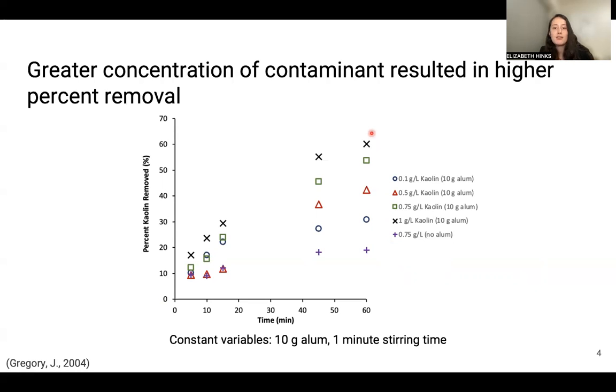in kaolin removed. This can be explained because there is a large amount of kaolin particles available, and therefore the coagulated flocks are larger and able to sediment to the bottom of the beaker more quickly. We can also take a closer look at what happens over time. We can see that over time, a larger percentage of kaolin is removed. This aligns with literature that states that over time, more charge neutralization occurs because there's more interaction between positive aluminum cations and the negatively charged surfaces of the kaolin particles.